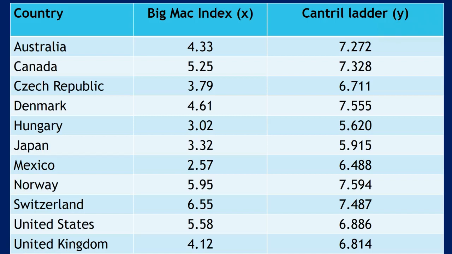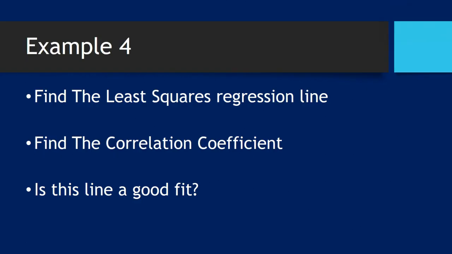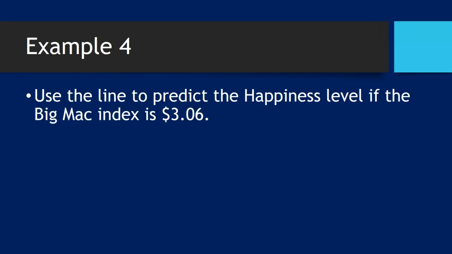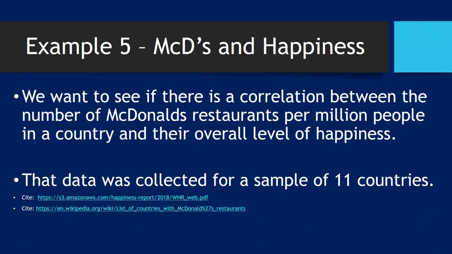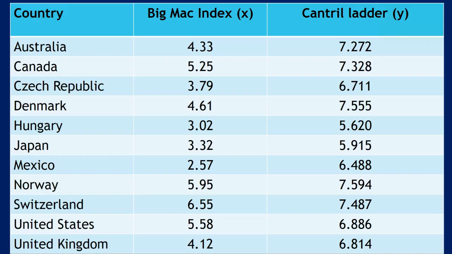All right. So I want you to put this data in, then try to find a least squares regression line based on the data. Find a correlation coefficient based on the data. Tell me whether the line is a good fit or a bad fit. And then let's use the line to predict the happiness level, in other words, the Cantril ladder score, if the Big Mac index is at $3.06. Go ahead and do that. Pause the video and then come back when you've done those things to check your answer.